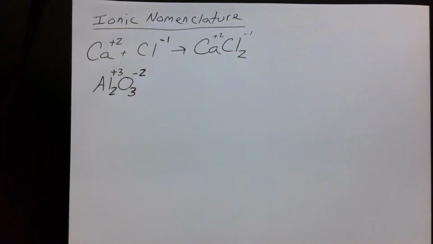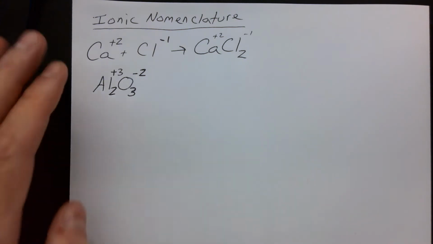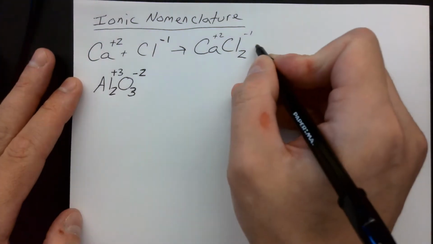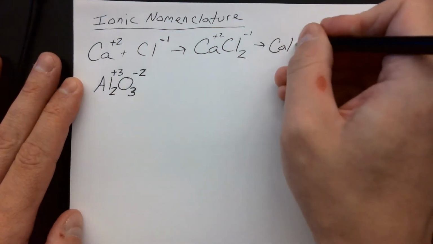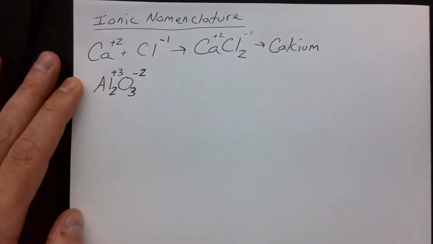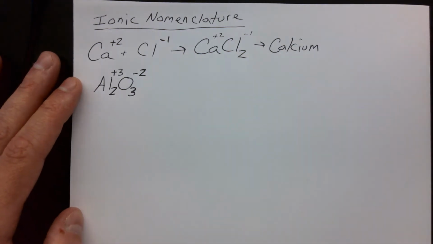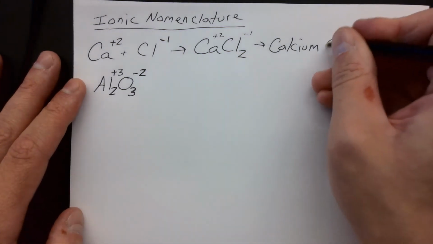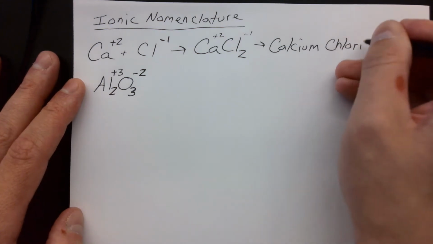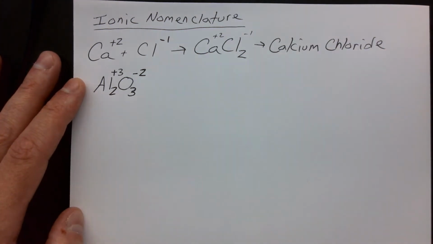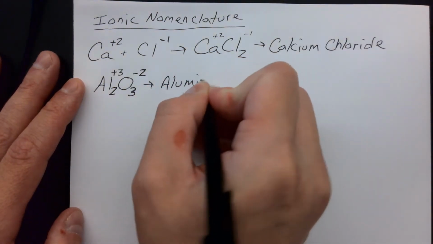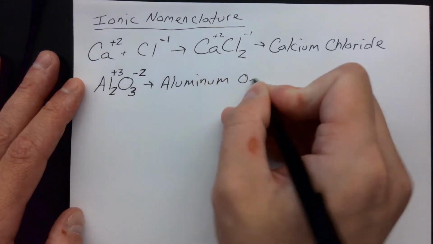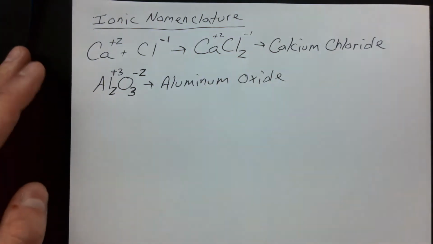Now, naming these is actually really easy, because all you do is say the name of the positive ion, calcium, and then say the name of the negative ion. The only thing to remember is when it's an ion, it ends in -ide, I-D-E. So this is calcium chloride. This is aluminum oxide. That's all we're doing here.